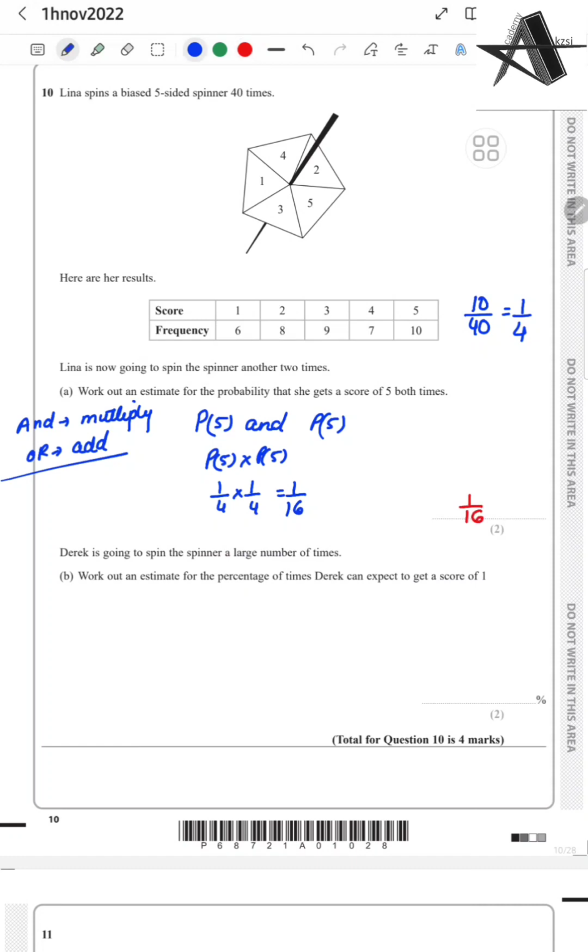Derek is going to spin the spinner a large number of times. Work out an estimate for the percent of times Derek can expect to get a score 1. It's very simple. They haven't mentioned how many times he's going to spin. You just need to calculate the percentage. That's given in the table, that they will get 6 times 1 out of 40. So 6 over 40 and just convert into percentage. So 6 over 40 times 100 will give you 15%. So final answer is 15%.